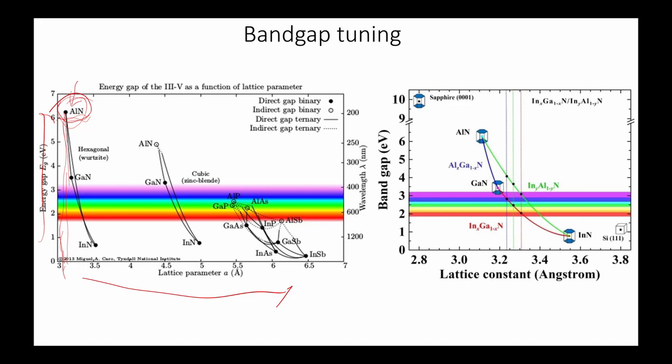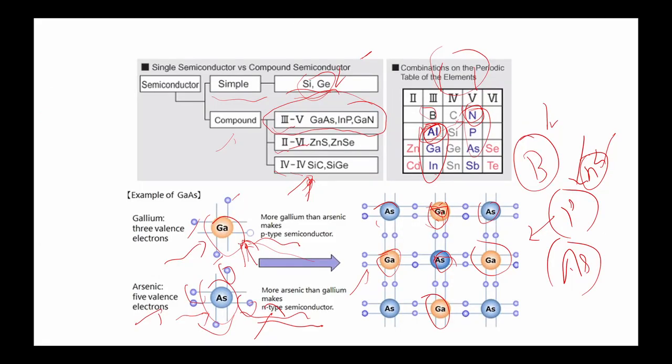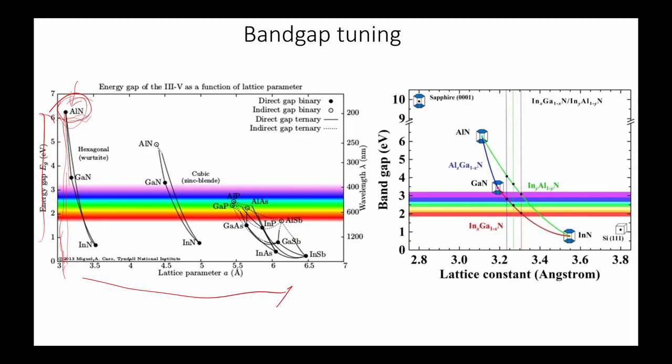As we go down in this group, the size of the element will increase from aluminum to indium. Therefore the lattice parameter will also increase. It was around, let us say, 3.1. Now a is equal to 3.1, and now it is around 3.5. The lattice parameter has increased from aluminum nitride to indium nitride.